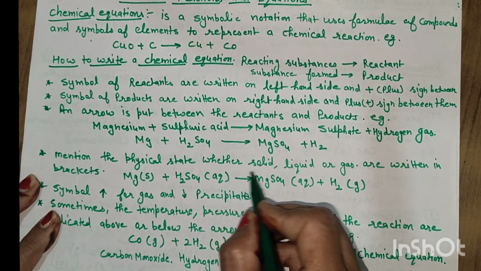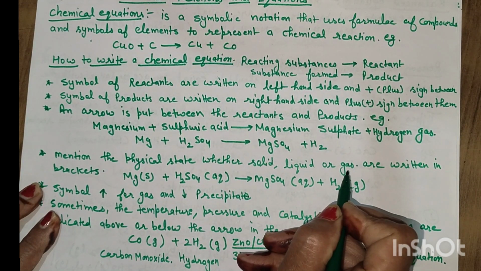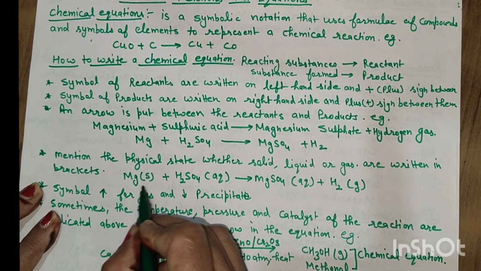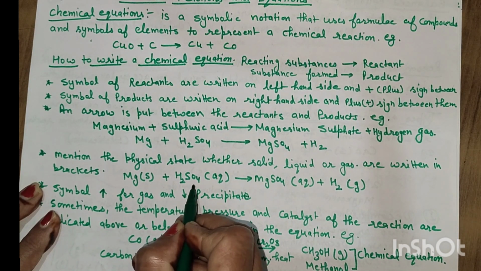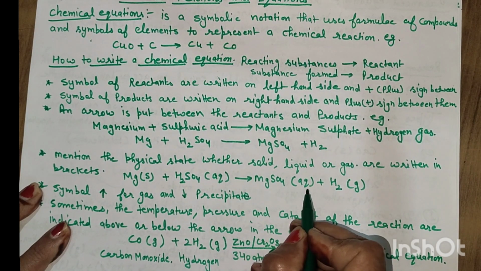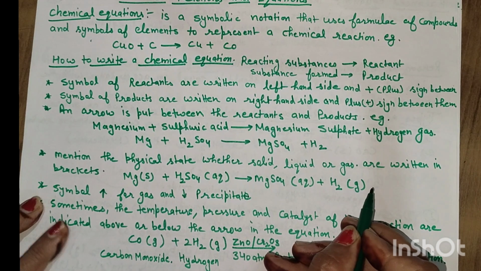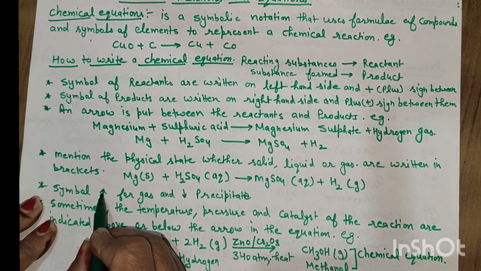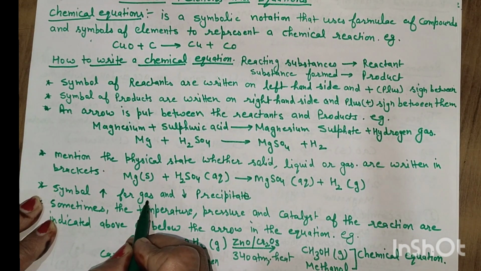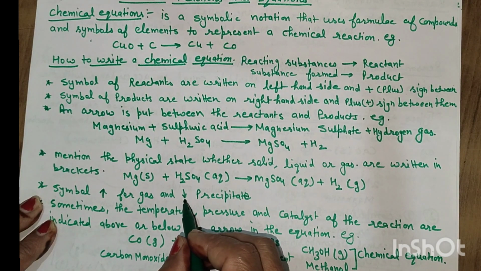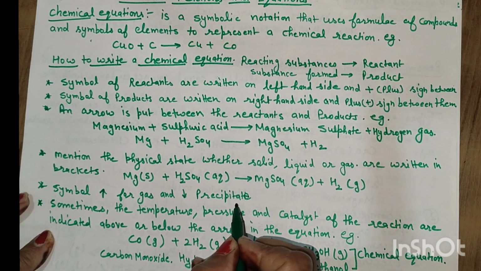The physical state, whether solid, liquid or gas, is written in brackets. Magnesium is solid, H2SO4 is aqueous, MgSO4 is aqueous and H2 is a gas. An upward arrow stands for a gas and a downward arrow stands for a precipitate.